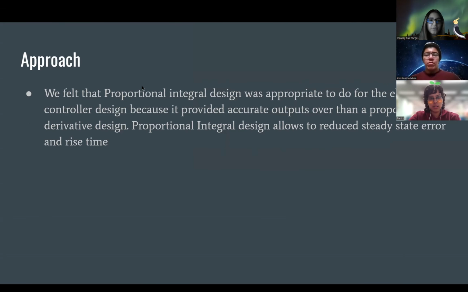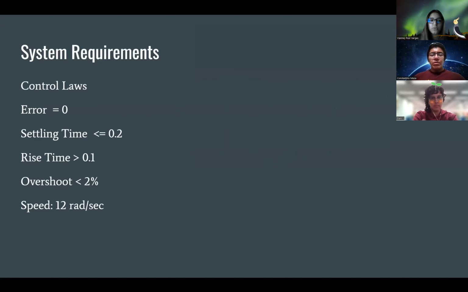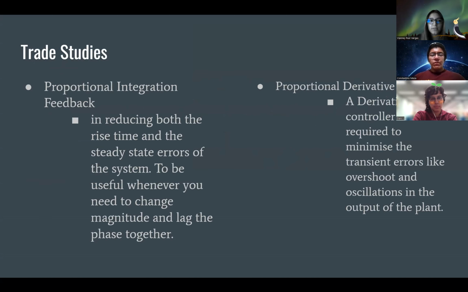For the approach, we felt that a proportional integral design was appropriate for the electric car controller design because it provided more accurate outputs than the proportional derivative design. The proportional integral design allows us to reduce the steady state error and the rise time. Our system requirements are error equal to 0, settling time less than or equal to 0.2, rise time greater than 0.1, overshoot of less than 2%, and a speed of 12 radians per second.